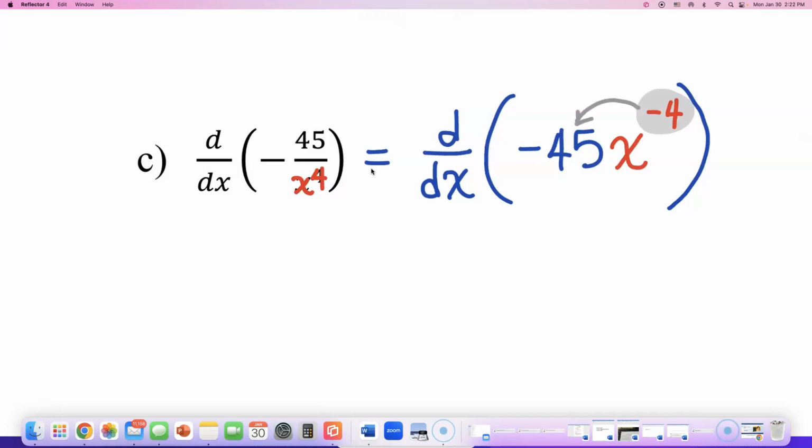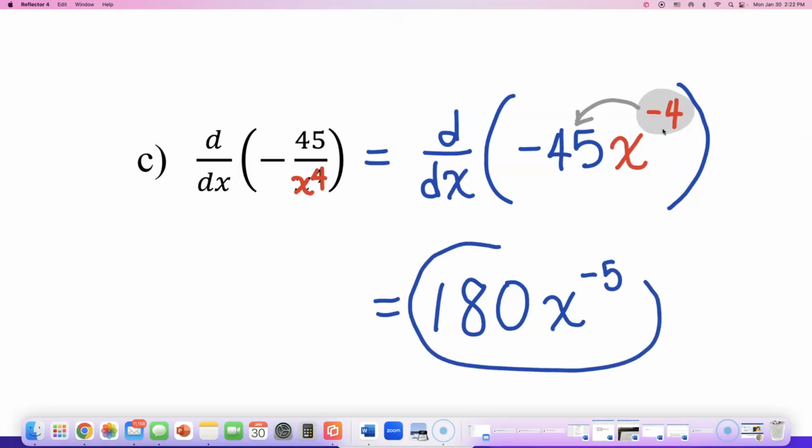All right, hold on. Let me get my calculator open on my cell phone. So if I multiply -45 by -4, you should get positive 180. So the coefficient will be 180 times x to the, now remember to go down 1 from the old exponent of -4. 1 smaller than -4 is -5. So that is going to be the answer.